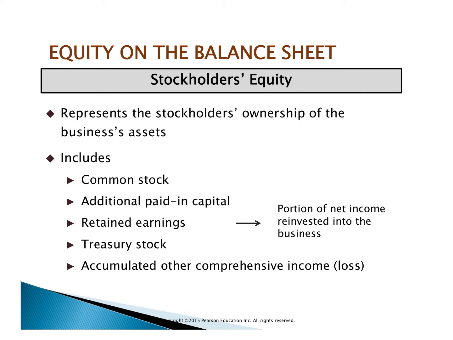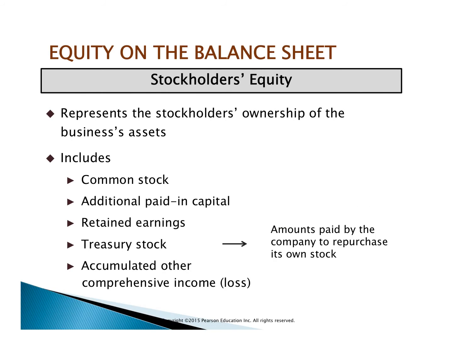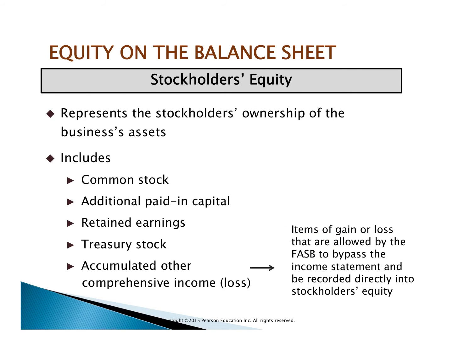As stated before, retained earnings is the portion of net income that has been retained by or reinvested into the business. Treasury stock represents the amounts paid by the company to repurchase its own stock from its shareholders. Accumulated other comprehensive income or loss represents items of gain or loss that are allowed by the FASB to bypass the income statement and be recorded directly into stockholders' equity.